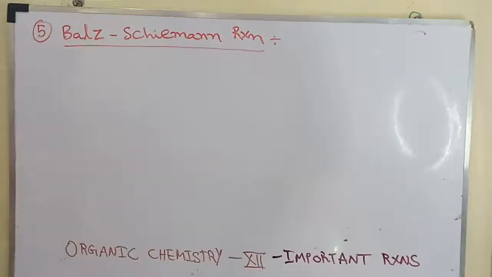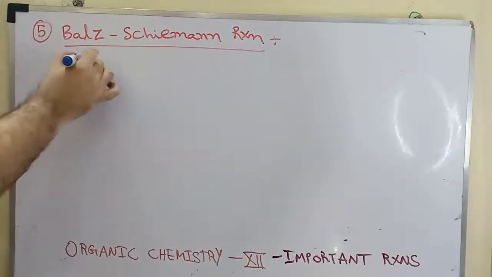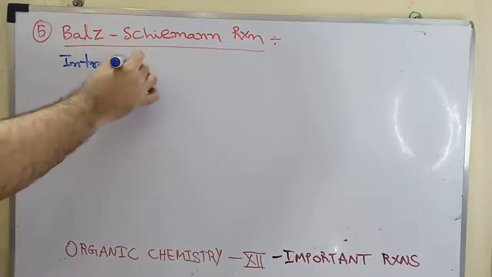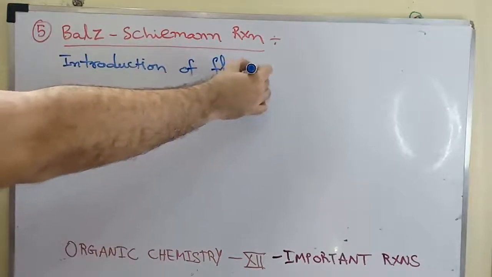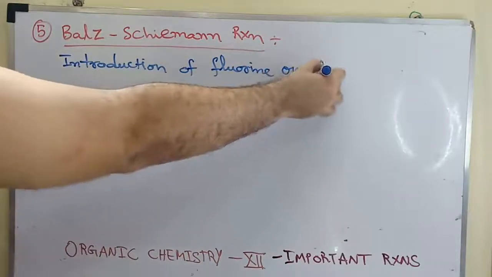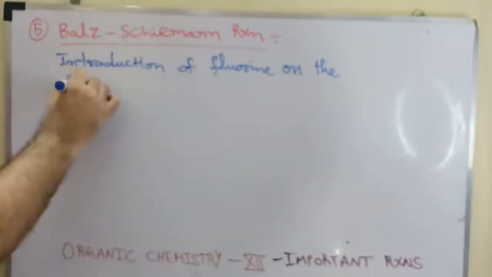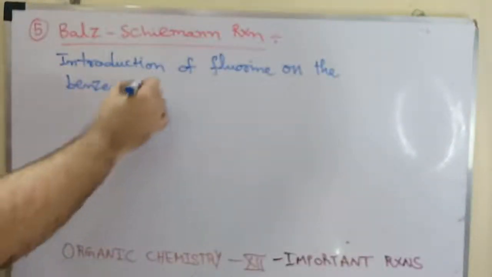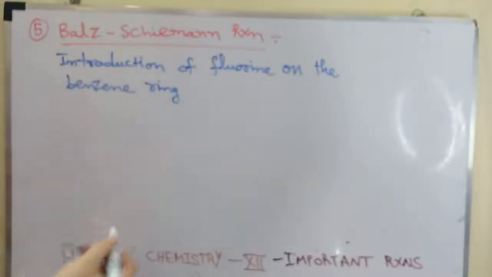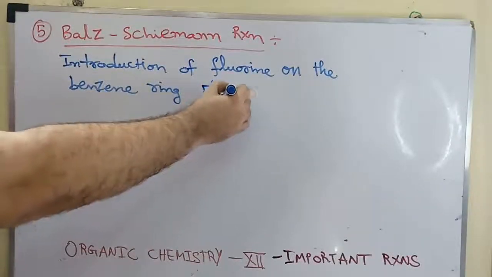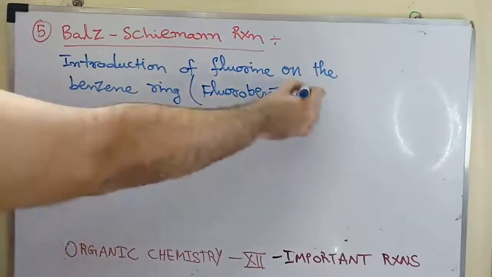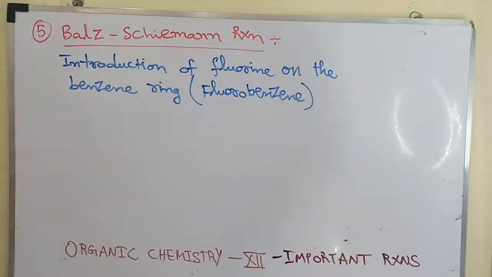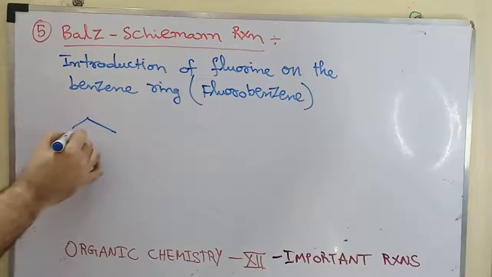The next question is the Balz-Schiemann reaction. What is this reaction? This is the introduction of fluorine on the benzene ring. That's what is achieved, so fluorobenzene is made. Fluorobenzene is the final product. It is achieved from something like the Sandmeyer reaction.